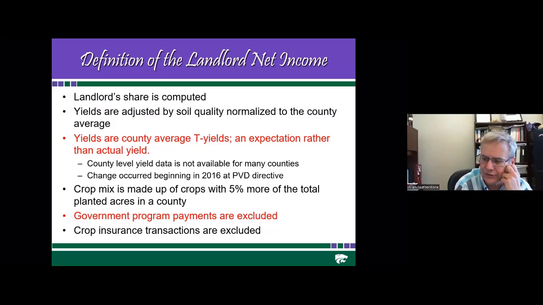Essentially, in 2016, the process that the state used, simply because of the number of holes with regards to yields, both for irrigated and non-irrigated land, was to move to county average T yields that are obtained from the Risk Management Agency. And in some respects, this is going to be more of an expectation rather than actual yield. One of the things that this will do as we move through time on calculating this is there's going to be less variability based upon what the actual yield that farmers received.